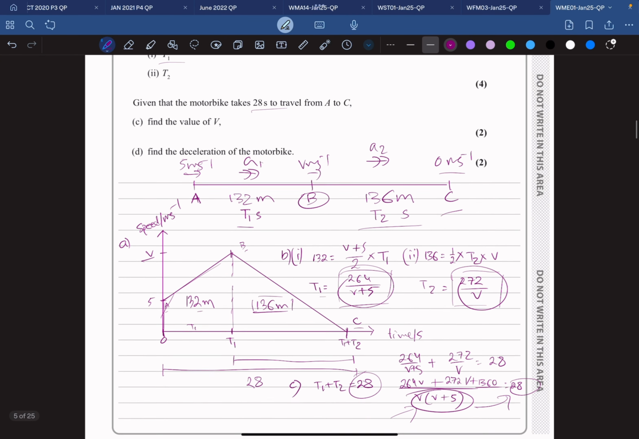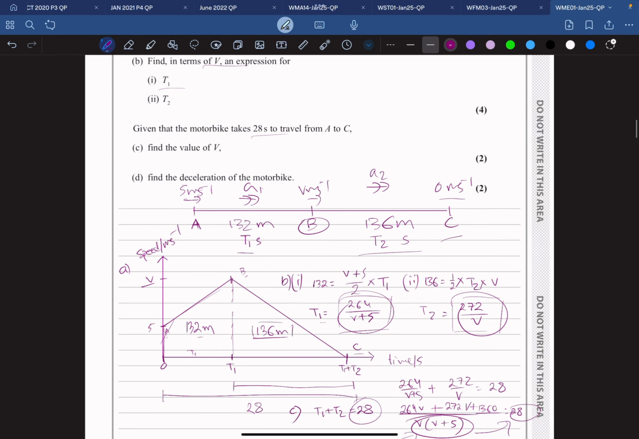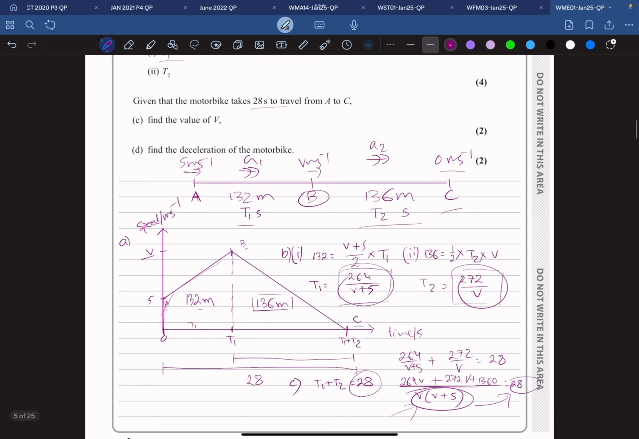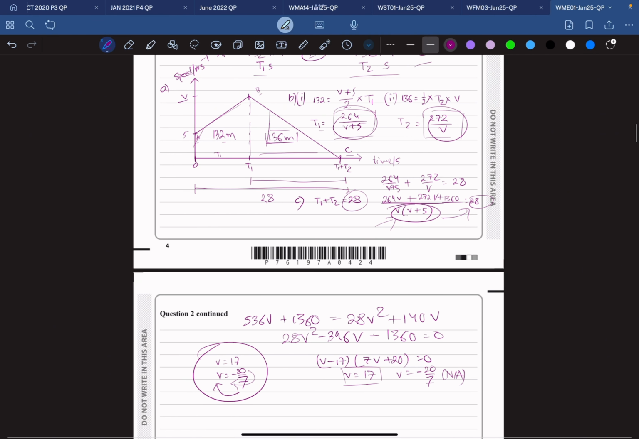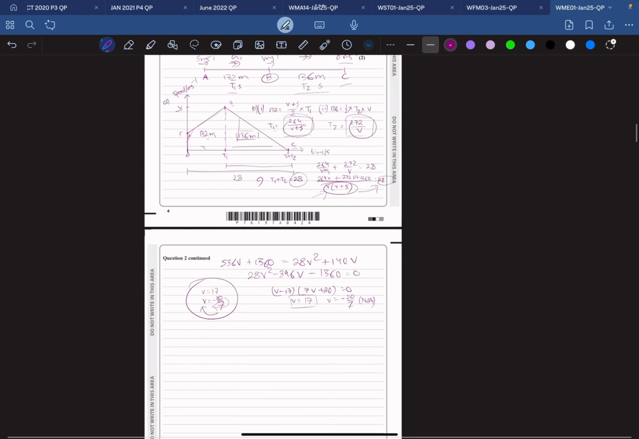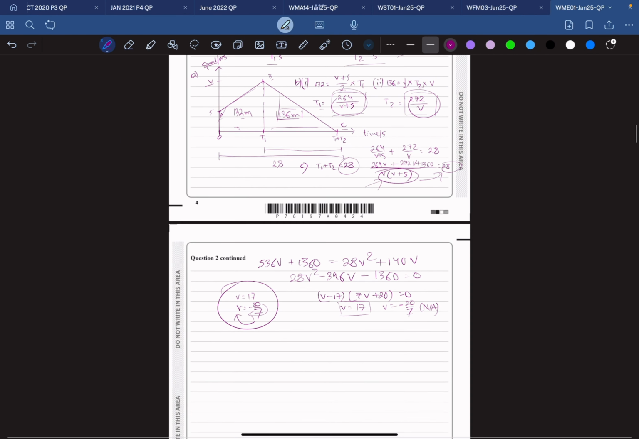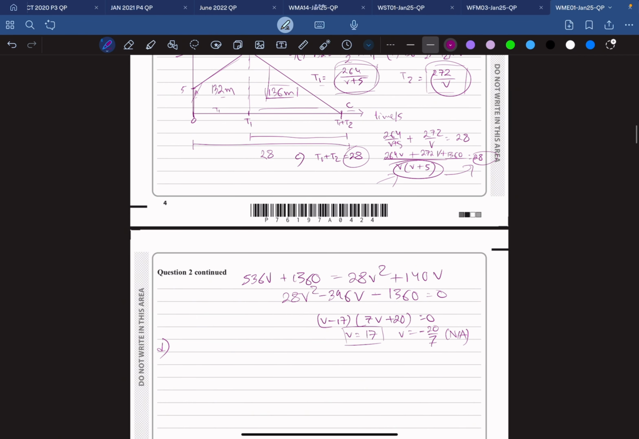Okay, never mind. Alright, so we have to find the deceleration of the motorbike. Essentially, we're decelerating when we're moving from B to C. I think we just have to use one of the Suvat equations. Let's erase this down, and then what do we have? Well, we know the distance traveled from B to C, that is 136.